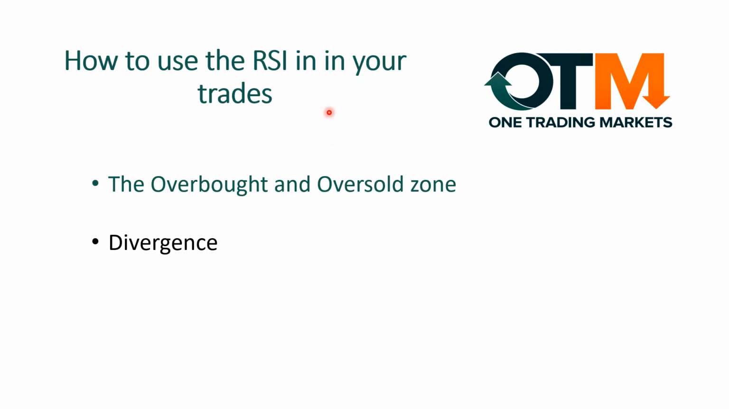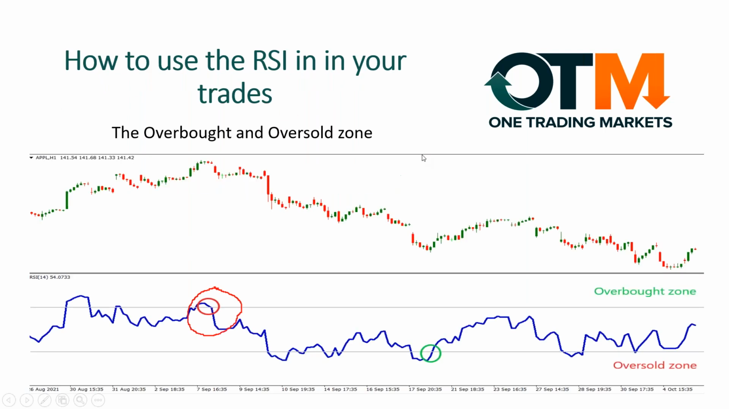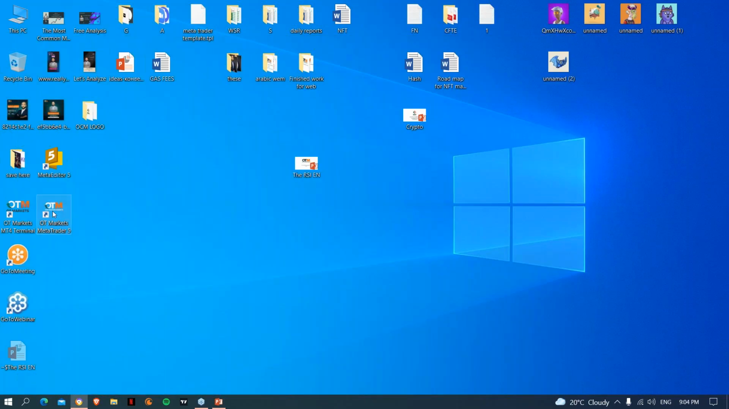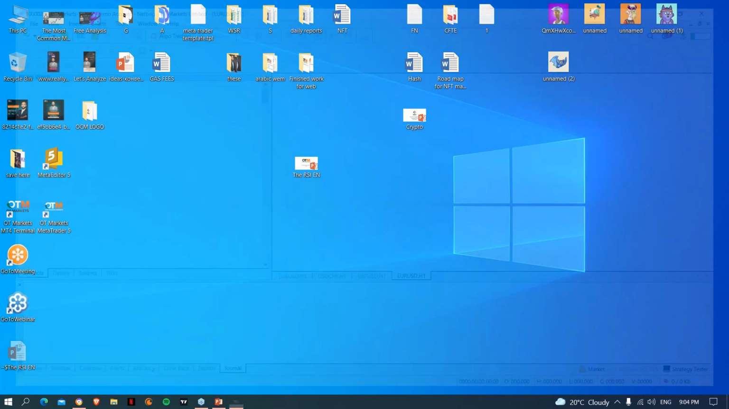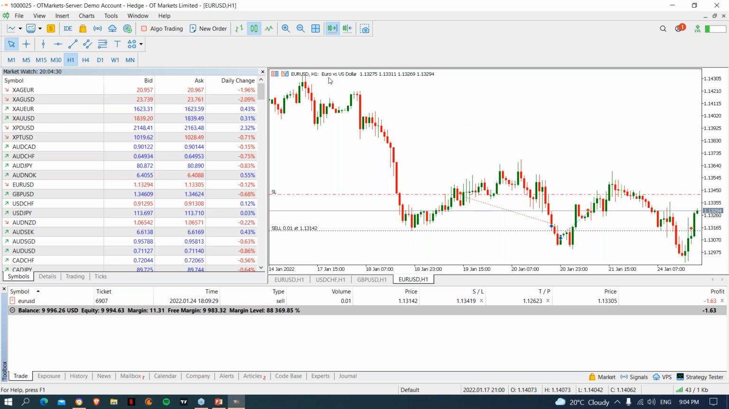So let me show you an example before we start with the overbought and oversold zone. This is our platform, MetaTrader 5. As you see, this is the chart. This is what a usual chart looks like, and you can actually customize this as you like. But let's say we wanted to add an RSI and see how the market is moving right now.